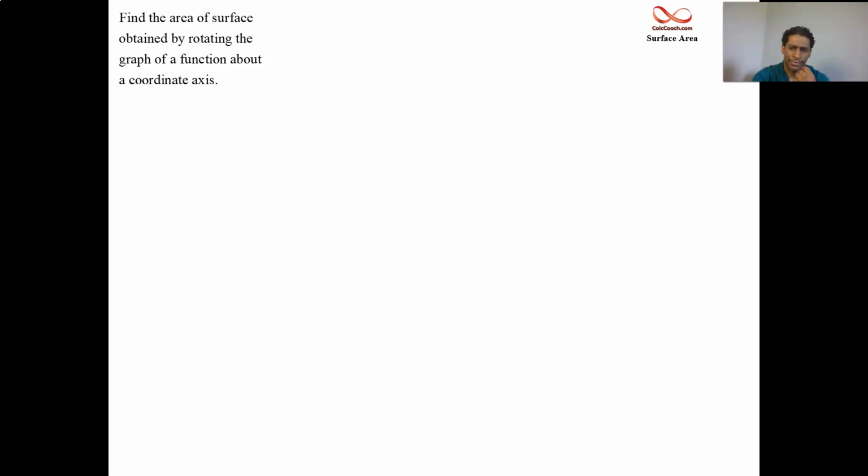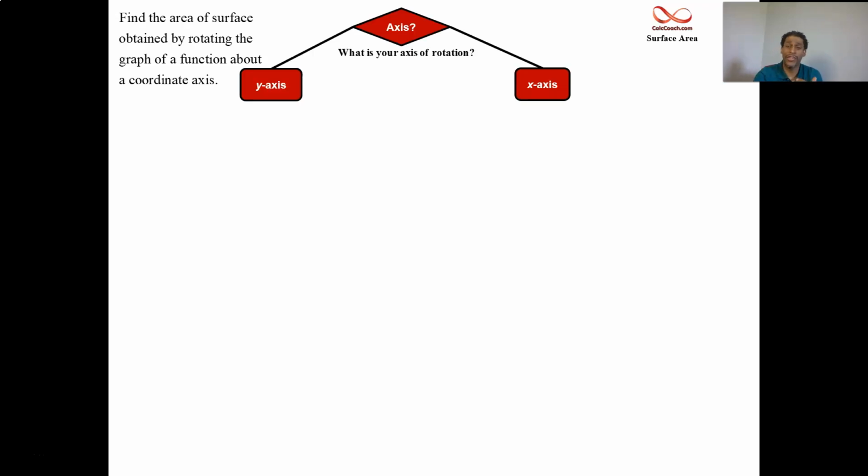And so, when you have the axis of rotation, it's not going to be like when we had volume, where the axis could be something other than the x or the y axis. So with surface area, when we revolve for surface area, we're only going to use either the x-axis or the y-axis. So when it's time to answer this question, what is your axis of rotation? There's only two options.